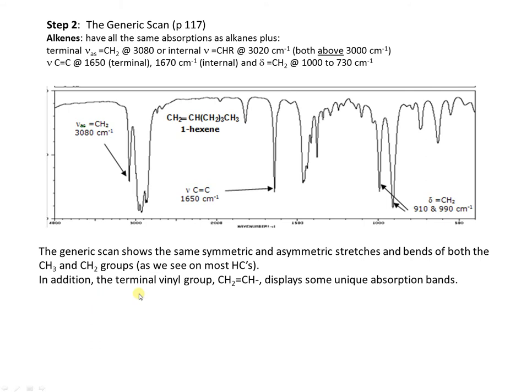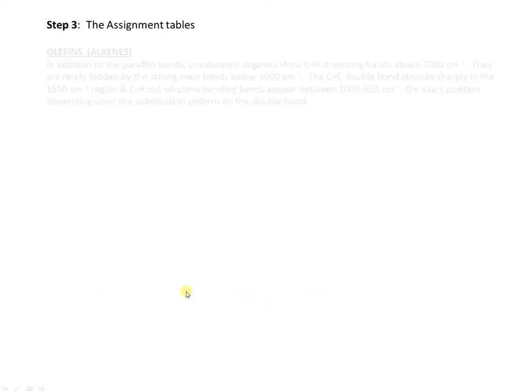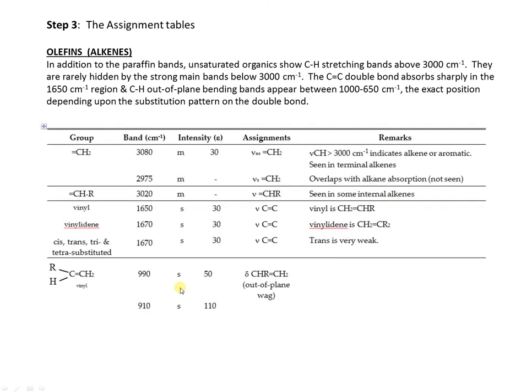In addition, the terminal vinyl group displays some unique absorption bands. So now we go to the assignment tables. I'm just going to read what's here. In addition to paraffin bands, unsaturated organics show carbon to hydrogen stretching bands above 3000. They are rarely hidden by the strong main bands below 3000. That's good. No interference there.